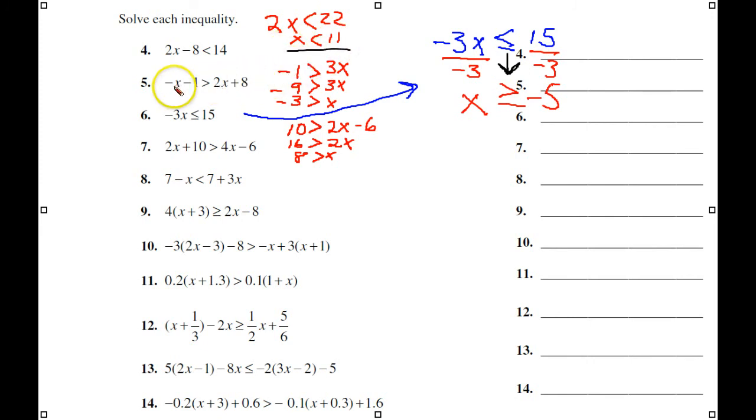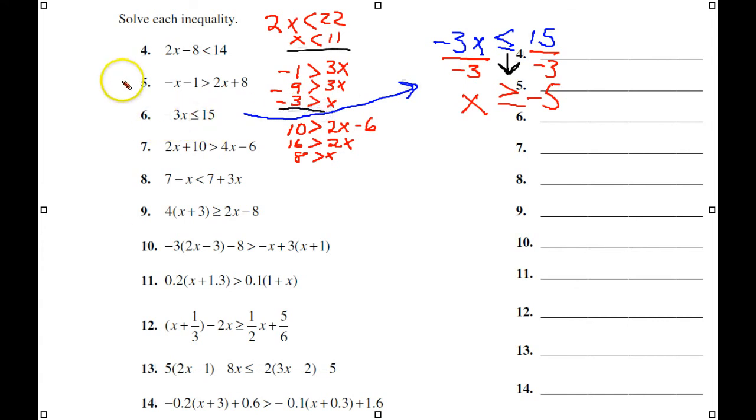Now here I'm going to try to keep the x's positive. So I'm going to transpose this x. That makes it a 3x. I'm going to transpose this positive 8 to the other side. That makes it negative 8. And a negative 1 makes it a negative 9. I'm going to divide both sides by 3. And I'm reading it from right to left now. X is less than negative 3.